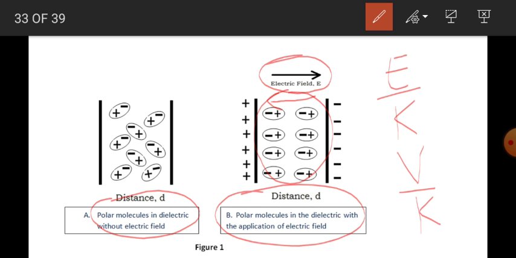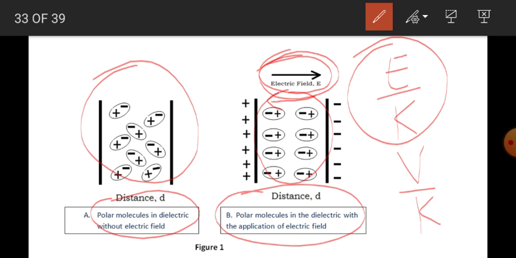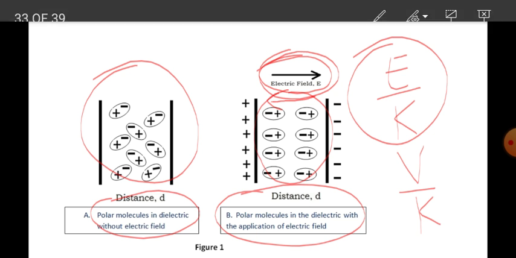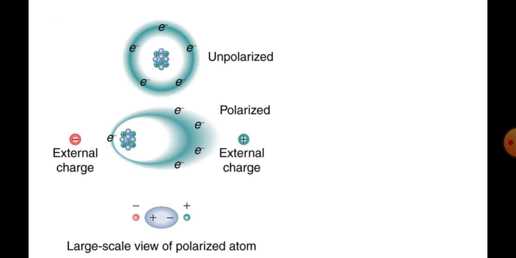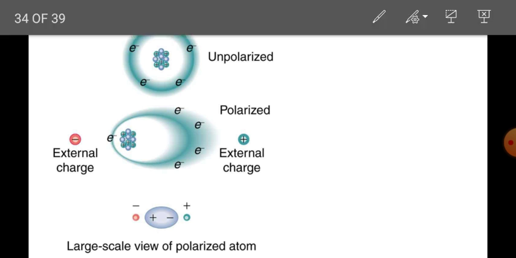When you keep any dielectric material in an external electric field, the molecules will align in the opposite direction to the external electric field, and they will try to oppose it. So the value of the electric field decreases, basically. We call it polarization.